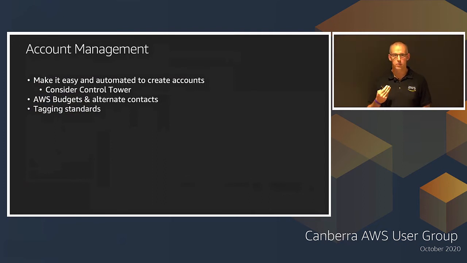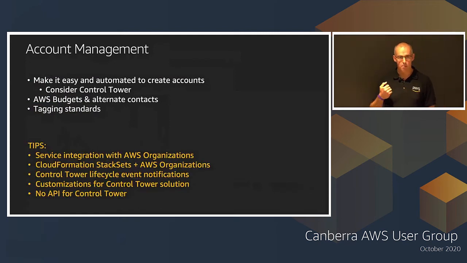And lastly, no talk about governance and AWS is complete without mentioning tags at least once. Think about them up front when you're deploying your accounts, because as soon as you start doing this stuff, you're going to want to, at the very minimum, start attributing costs to places. So some tips in this space.